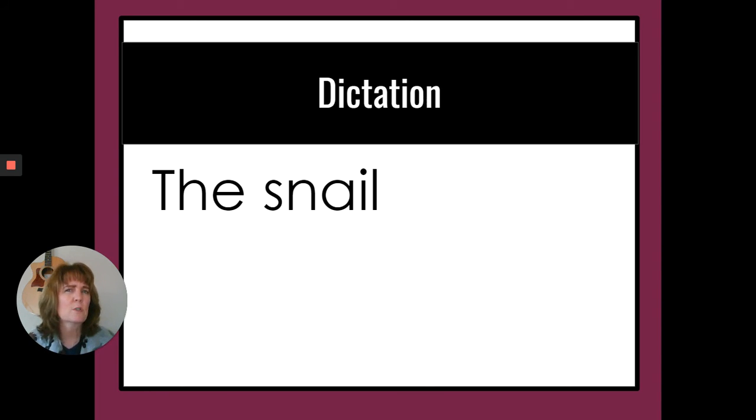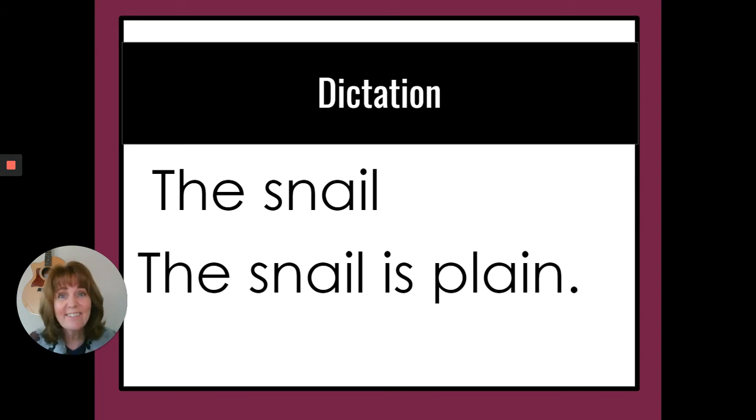I hear two words with that long A sound. The snail is plain. P-O-A-N. I'm going to give you a second to write that. The snail is plain. Ready? Did you get it right? The snail is plain. Snail and plain both have that long A sound right in the middle of the word, so we know that it's spelled A-I. Good job, guys. You're so smart.